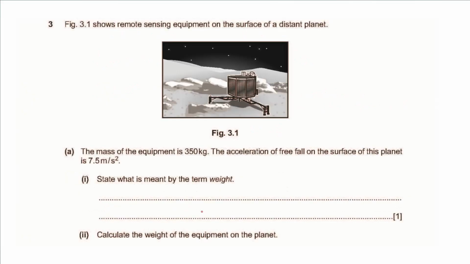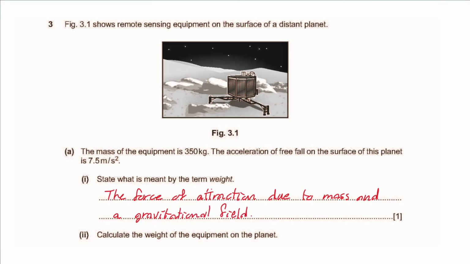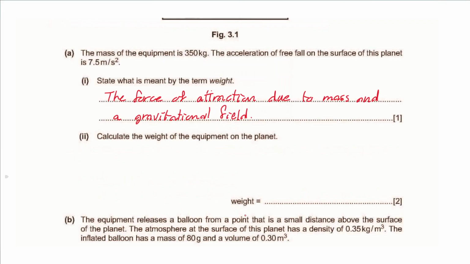Question 3 says figure 3.1 shows remote sensing equipment on the surface of a distant planet. The mass of the equipment is 350 kilograms and the acceleration of free fall on the surface of this planet is 7.5 meters per second squared. State what is meant by the term weight. It is the force of attraction due to a gravitational field acting on a mass. Part (i) says calculate the weight of the equipment on the planet.